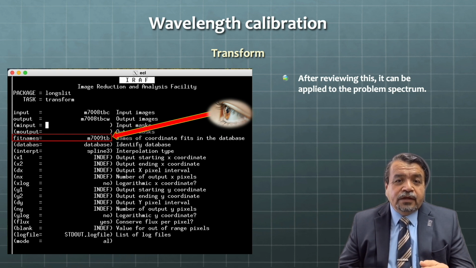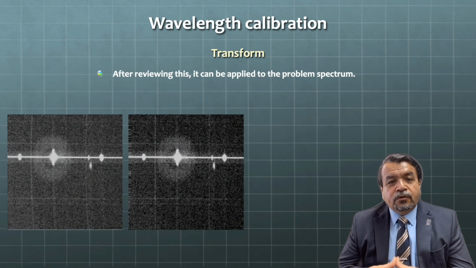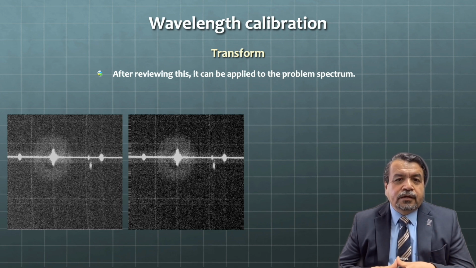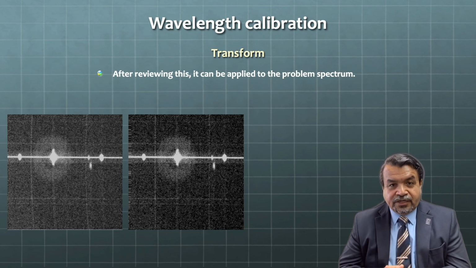Once applied, here we have the before and after images for comparison. Notice that in our spectrum without cosmic rays, the lines in the sky appear curved, and here in the new spectrum, the lines in the sky appear straight. They look straight, so this means that it is perfectly calibrated.